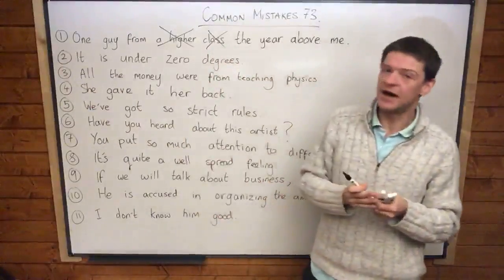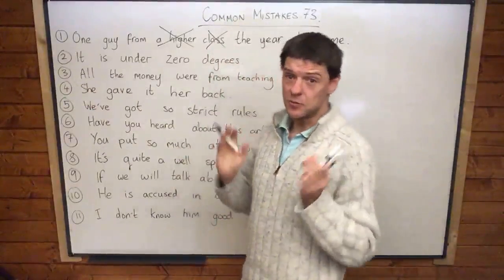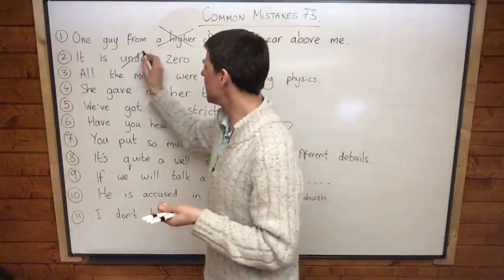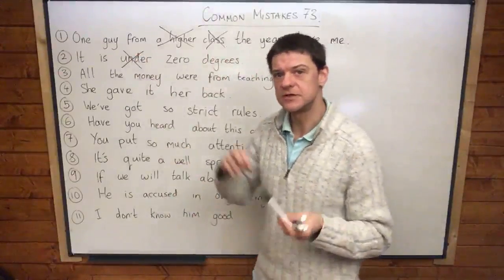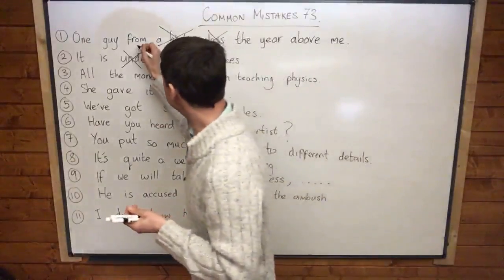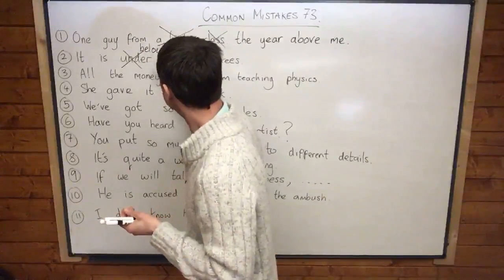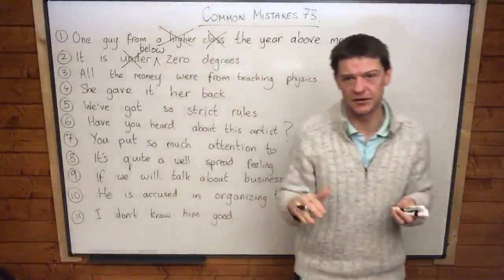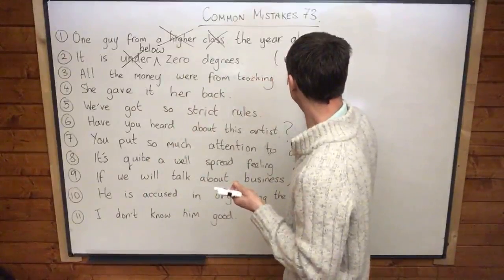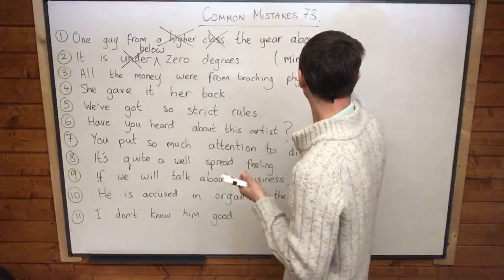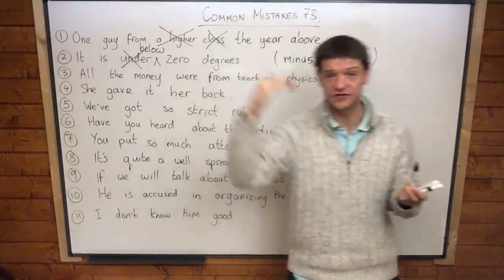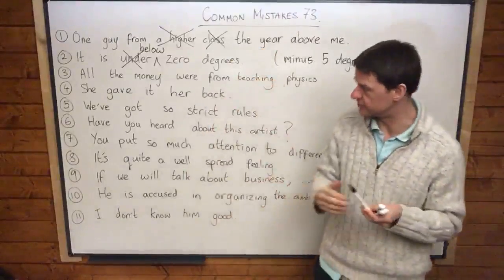Okay, number 2: "it is under 0 degrees." Now, I'm not sure why, I suppose just because it's a collocation, but when you're talking about weather and you're talking about 0, we usually say below 0. We use the preposition below and not under. So it is 5 degrees below 0, or it's -5 degrees. You can also say that, -5 degrees. Or you can just say it's -5 and everyone will understand you. Or it's 5 degrees below, not under, below 0.